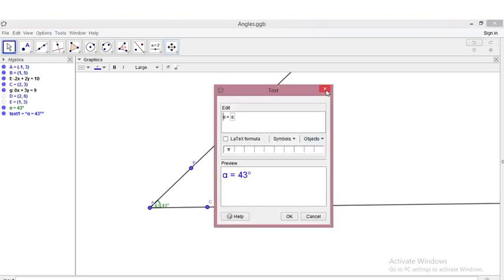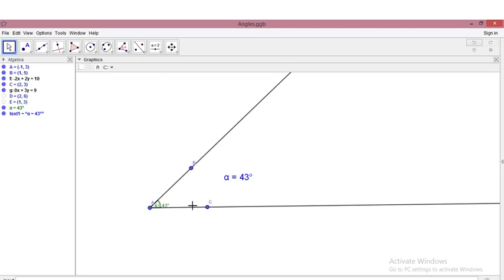Can you find reflex angle BAC? So can you find the angle that is here? Reflex angle BAC, reflex angle alpha. How will you find that? Your angle alpha is 43 degrees. Now you need to find reflex angle alpha. That is the angle that comes like this.